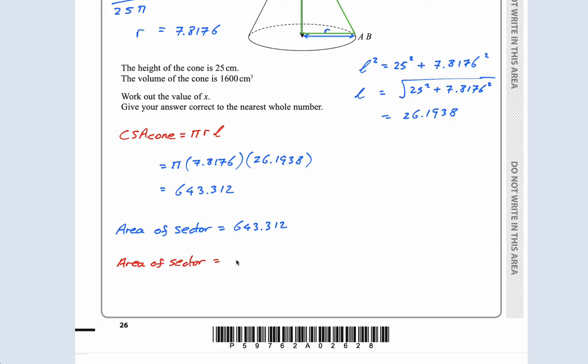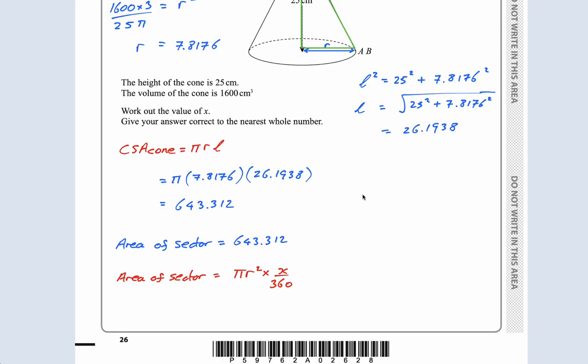it's the area of a circle, which is pi r squared. Now that you need to know. The area of a circle is pi r squared times the angle, which in our case is x, over 360. That is because it's that fraction of the circle. Whatever the angle is, that out of 360 is the fraction of a circle. So the area of our sector has to equal this. So pi times radius squared.